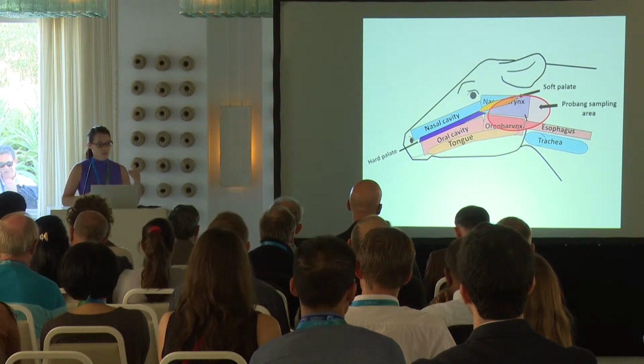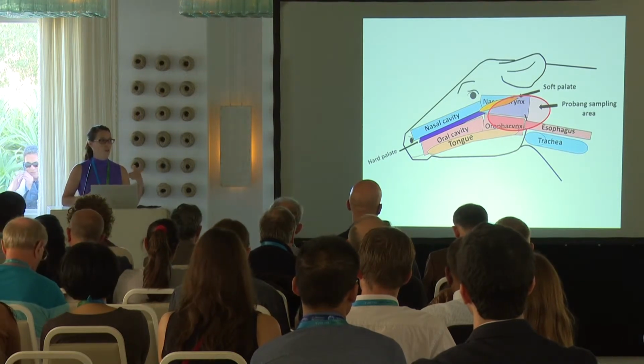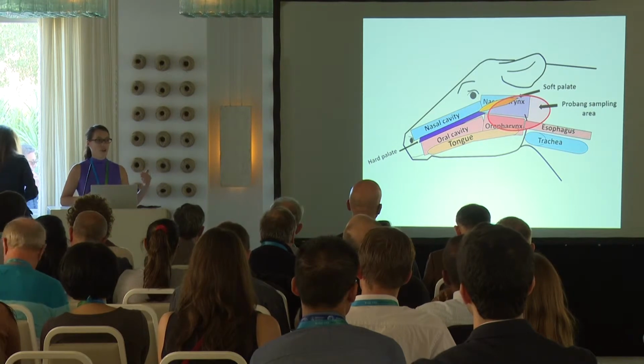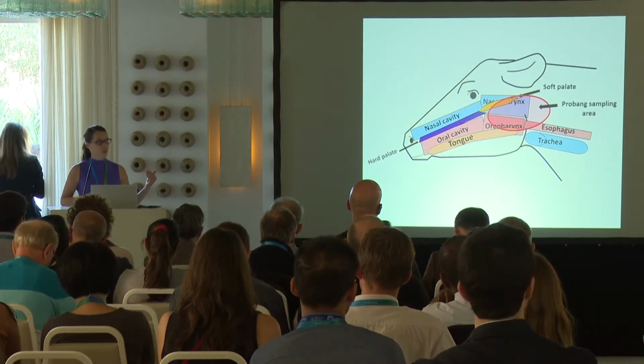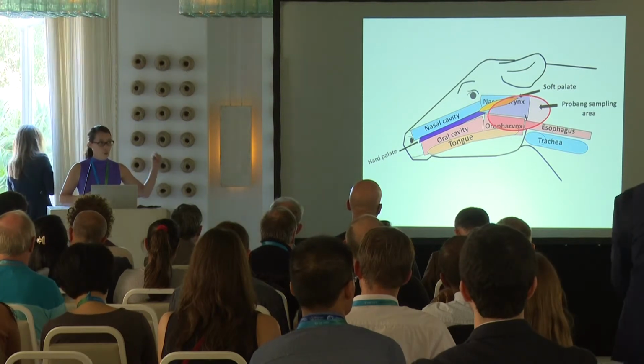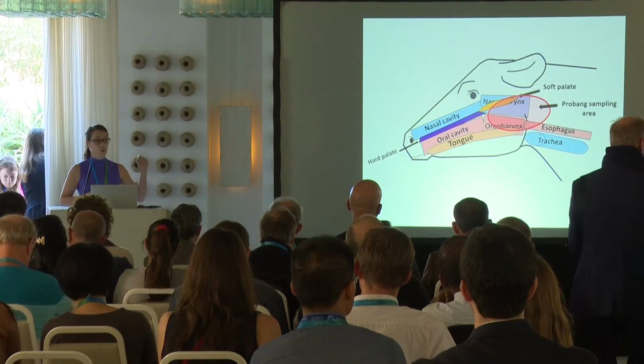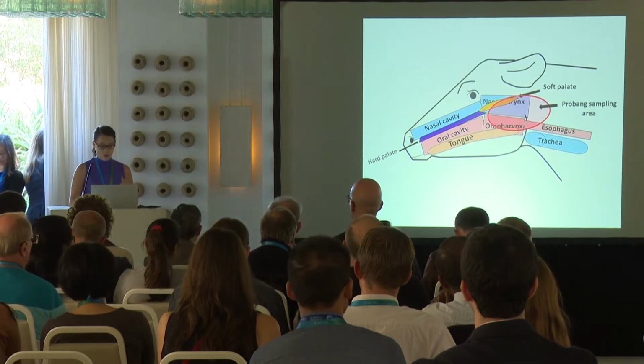A little bit of bonus information is that we often do necropsies and tissue collection of animals that have recently been probang sampled. When we do that, we often see bruising or scarring on the dorsal surface of the soft palate. So you definitely do get there with your probang.